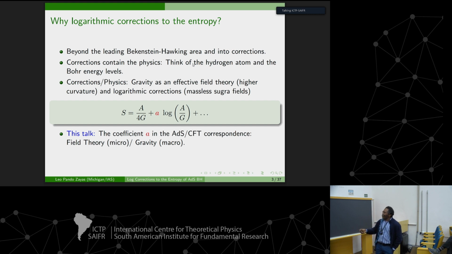And as I said, what I will do in this talk is explain the collective achievement of computing this coefficient on the gravity side as a macroscopic quantity, but also on the field theory side as a microscopic quantity. All right?